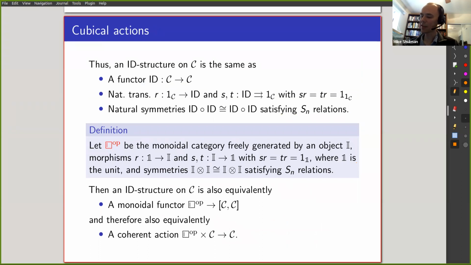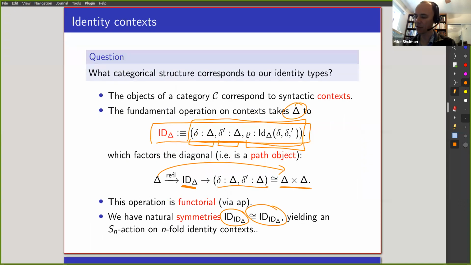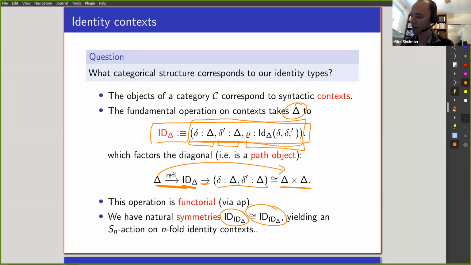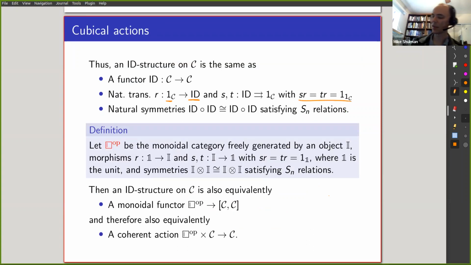So if we encapsulate that in categorical language, what that means is we have this functor here, and then we have natural transformations from the identity functor to id. That gives us this reflexivity term here, which is natural in this functorial structure. And then we have these two projections from id back to the identity functor, which give us these maps to delta cross delta. And these two composites are both the identity. So that gives us a relation between these natural transformations. And then we have these symmetries, which are natural isomorphisms from the square of this functor to itself, and they have to satisfy the symmetry relations.